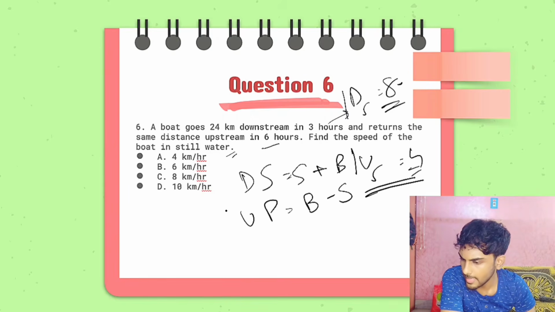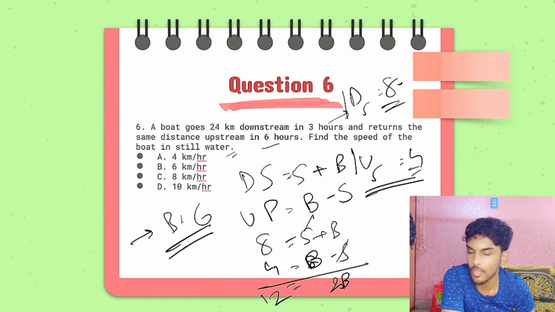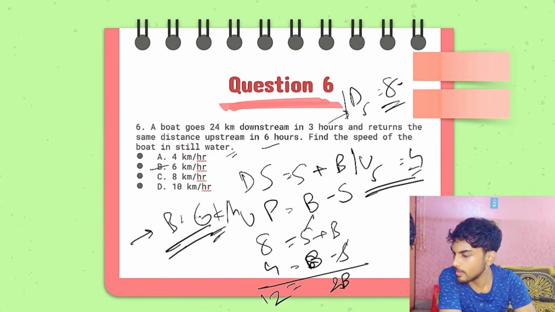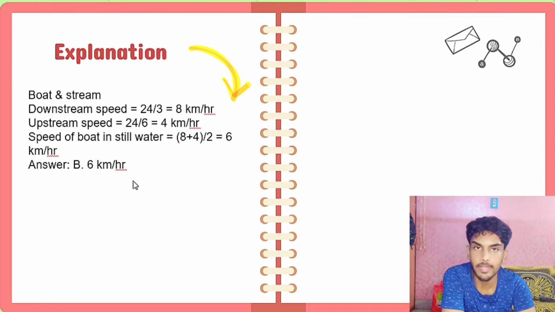Very simple. 8 equals S plus B. Over here 4 equals B minus S. So S gets cancelled out. It's 2B equals 12. If you do this, you will get B equals 12 by 2, 6. So option B will be the answer, 6 km per hour. This is the answer. Once again, here's the explanation given. Simple, just exactly what I did. It's given here. Let's go to the next one.